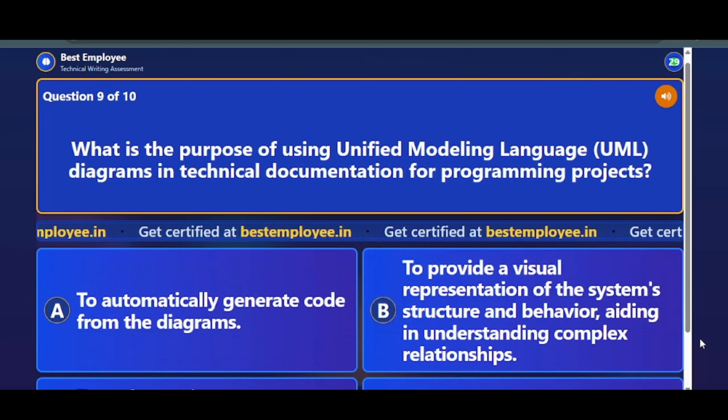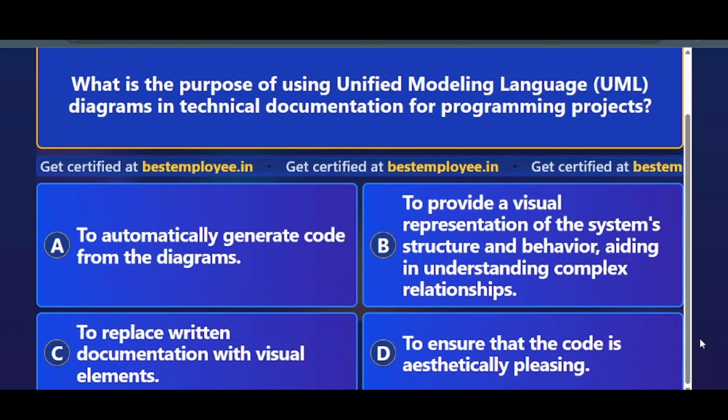What is the purpose of using Unified Modeling Language, UML, diagrams in technical documentation for programming projects? Option A. To automatically generate code from the diagrams. Option B. To provide a visual representation of the system's structure and behavior, aiding in understanding complex relationships. Option C. To replace written documentation with visual elements. Option D. To ensure that the code is.